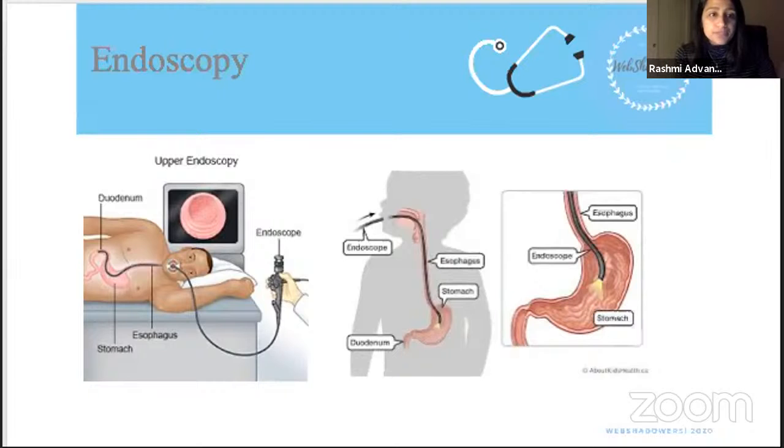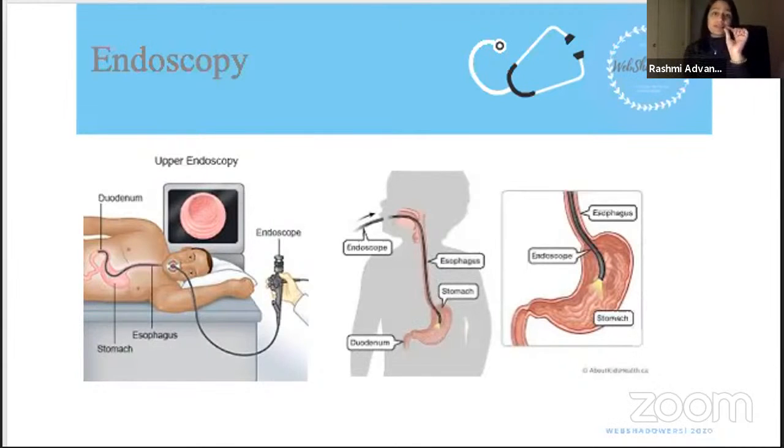So on the left side, you see your patient. They're lying on their left side, and the person holding the endoscope would be someone like me doing a procedure. So you put the endoscope through the mouth, and you go through the esophagus to reach the stomach, like I mentioned. And if you look at the images on the right, that's how you do it.